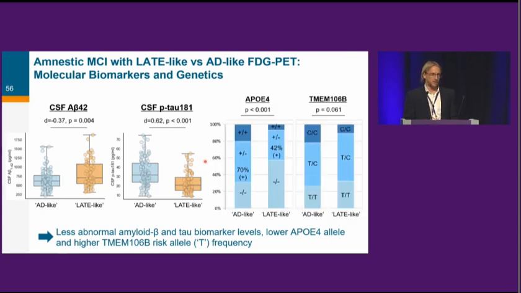Consistent with our previous study in AD dementia or amnestic dementia patients, we again found that these were significantly less likely to be ApoE4 carriers, but these LATE-like patients were again enriched for the TMEM106B risk allele.